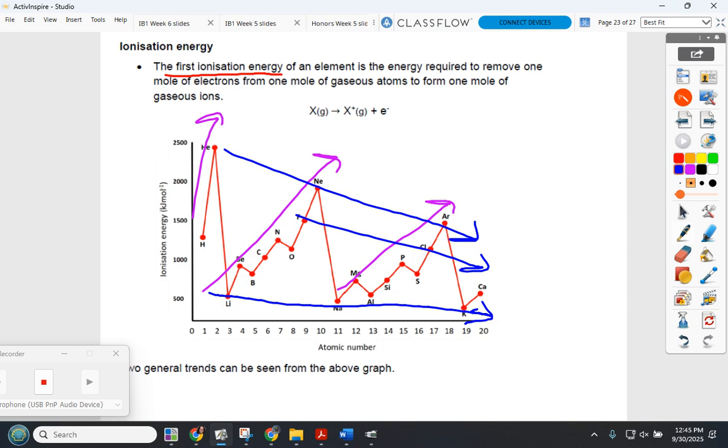Graph question. So you can see what I mean about that.